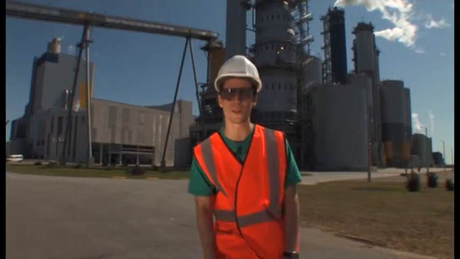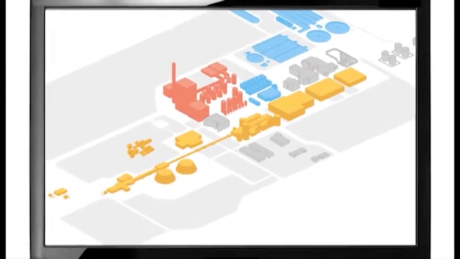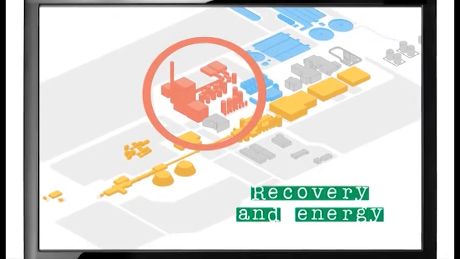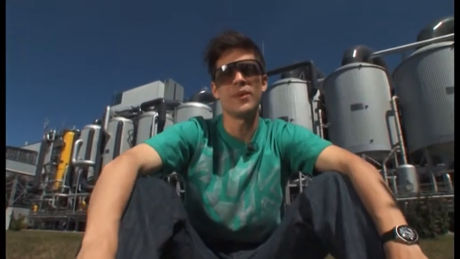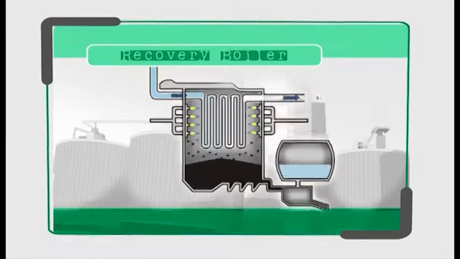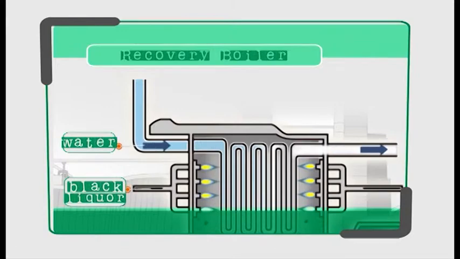We already saw the fiber line. Now we will see the recovery and energy line. Black liquor is burned in the recovery boiler. This means that it becomes fuel. Exactly. Black liquor is burned in the boiler to heat water and produce steam.